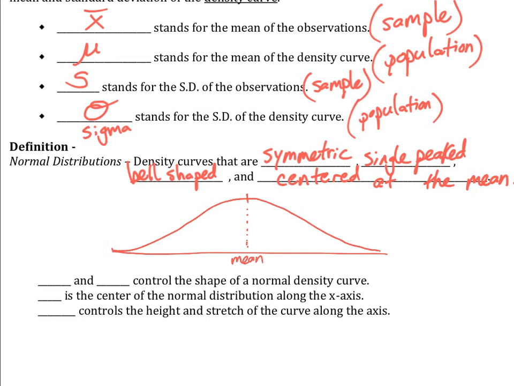Okay. And I want to point out that the mean and standard deviation control the shape of the normal density curve. The mean is the center of the normal distribution along the x-axis, and the standard deviation controls the height and stretch of the curve along the x-axis. So the bigger the standard deviation, the more spread out it is.